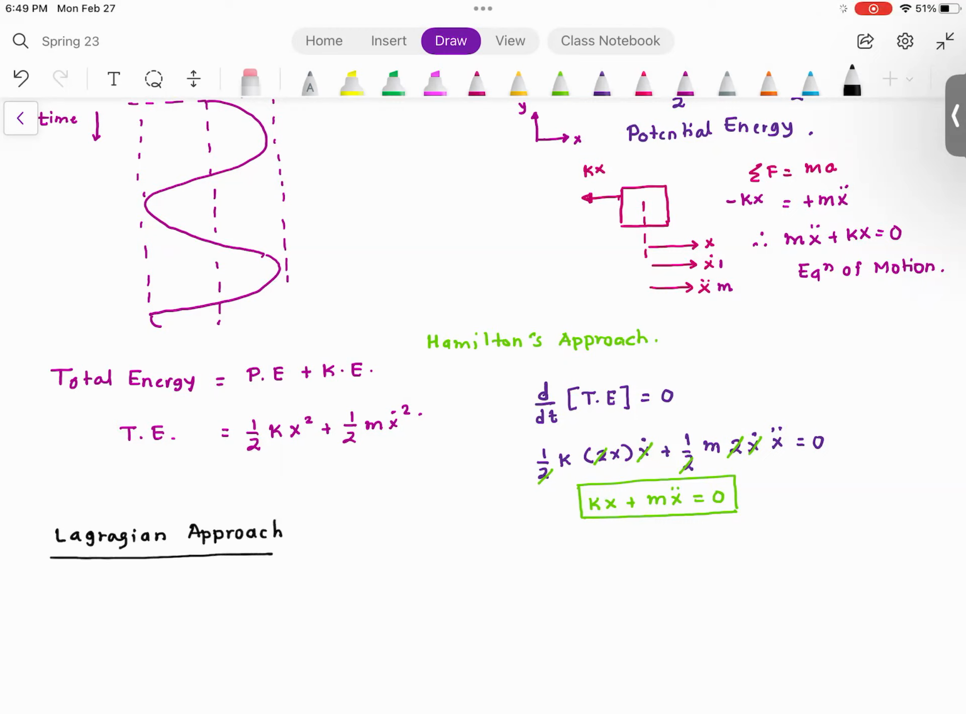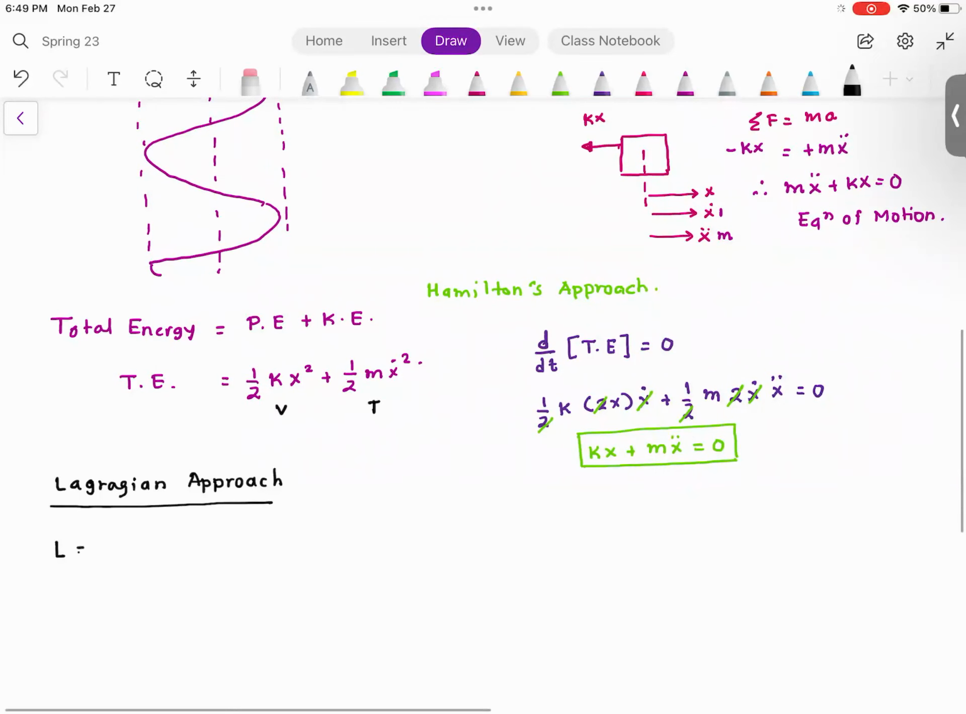Now the Hamiltonian is the total energy, where the kinetic energy is called T and the potential energy is called V. So potential energy is V, kinetic energy is T. The Lagrangian, which is called L, is T minus V. And there is a Lagrangian equation, which is d by dt of partial L by partial x dot minus partial L by partial x is equal to 0.